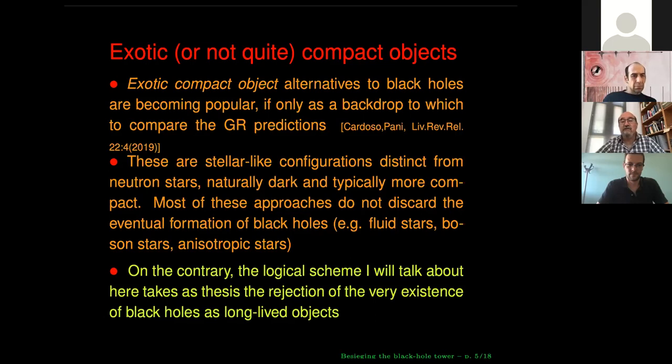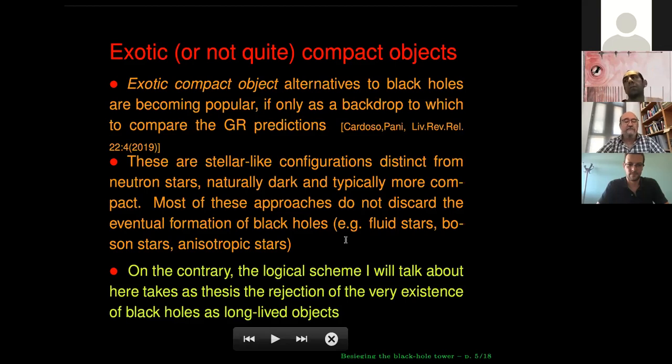All these exotic compact objects are objects that are distinct from more well-known objects like neutron stars, but still they have two additional characteristics. On one side, typically they are more compact than neutron stars, and on the other side, they are naturally dark, because these two things are necessary in order that they can supplant, they can mimic the observations based on the black hole paradigm.